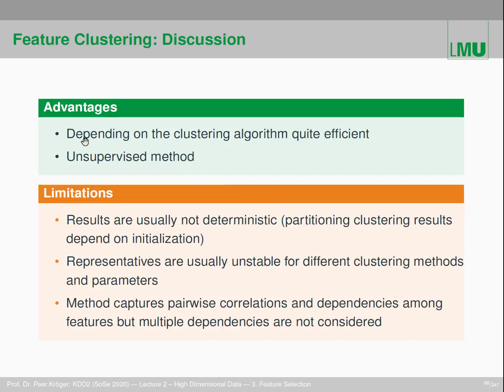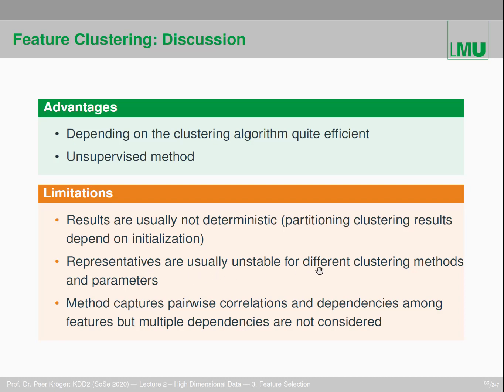Short discussion. Depending on the clustering algorithm, it's quite efficient. K-means especially is very efficient, so quite easy. The whole thing is unsupervised. You don't need labels. However, of course, the results are usually not deterministic. Partitioning clustering results are dependent on initialization, so from different initializations, you get different feature spaces. Maybe a problem, maybe not.